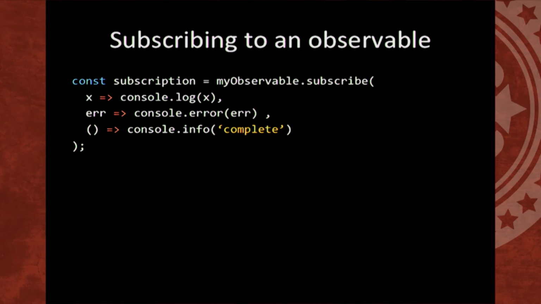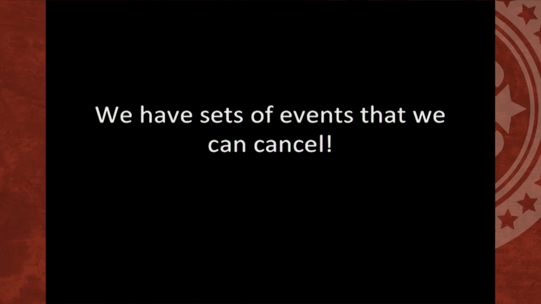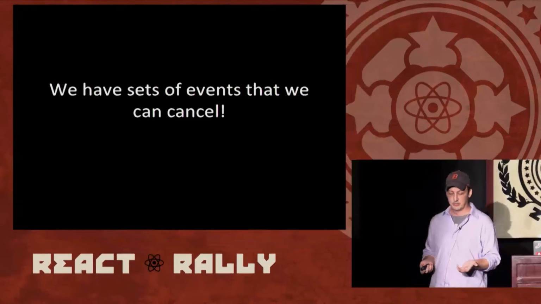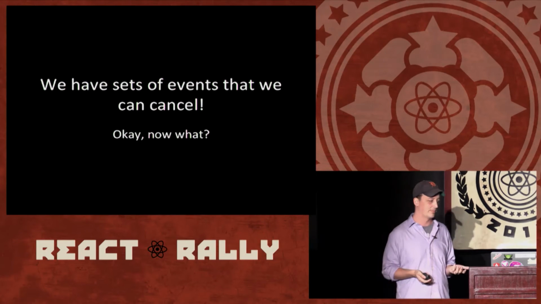And then when you call subscribe, you actually get a subscription back. And the subscription is for you to hang on to, so at any later point, you can call unsubscribe, and that's you notifying the observable, say, hey, stop sending me stuff. And that's your cancellation. This is actually the imperative way to cancel an observable. I'll show the declarative way in a little bit. So we have a set of events that we can cancel. Pretty cool, but now what?